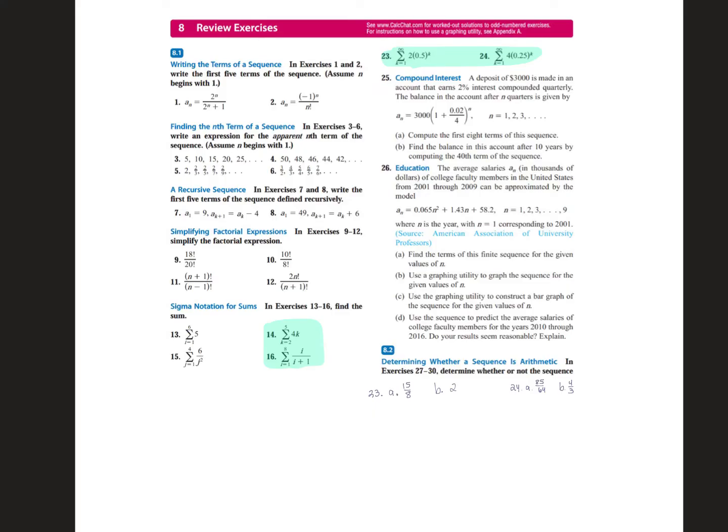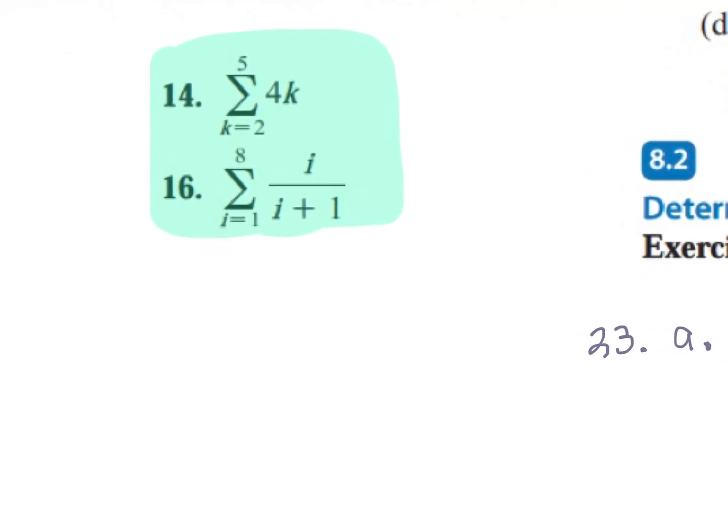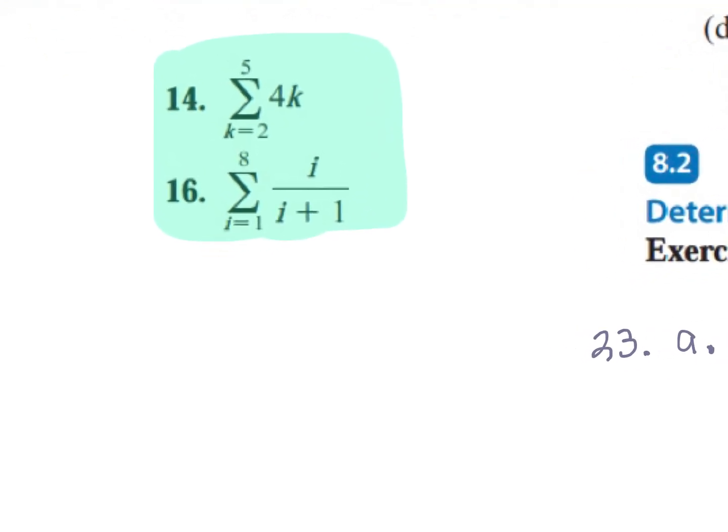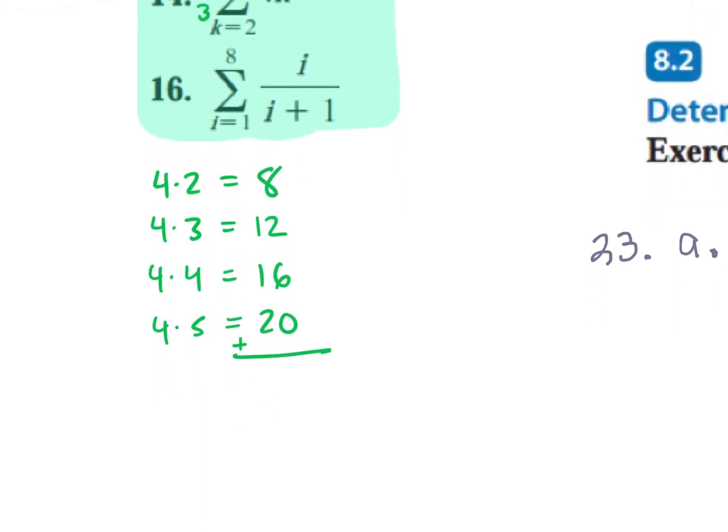Let's take a look at 14. So a couple different ways we could do this. We can use the formula, or we could just plug in 2, 3, 4, and 5, and then add them all together. So if I plug in 2, I get 4 times 2, which is 8. Plug in 3, 4 times 3, which is 12. Plug in 4, 4 times 4 is 16. Plug in 5, 4 times 5 is 20. And then we just add all of these together. So that would be 56.